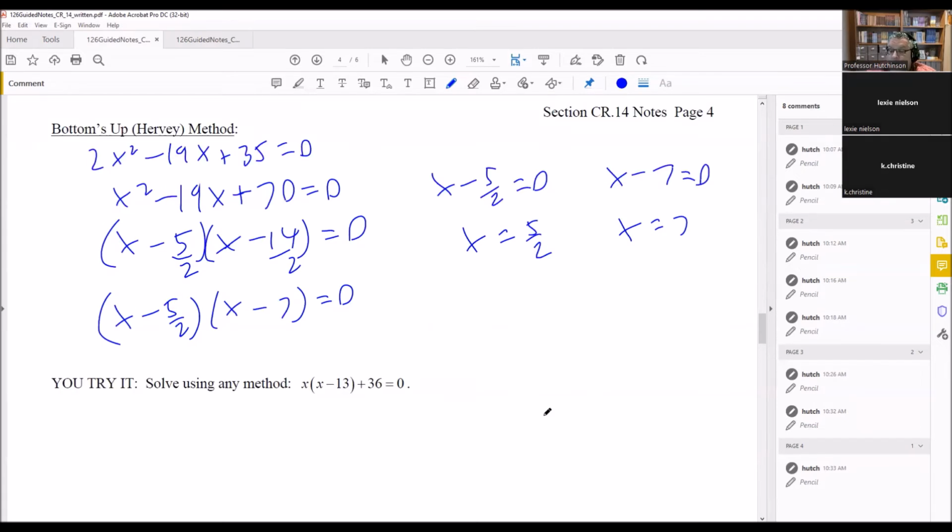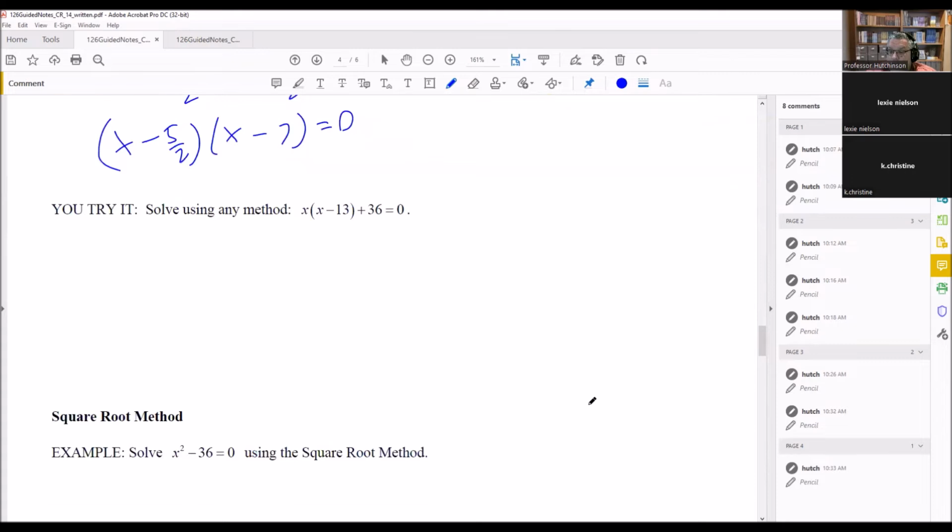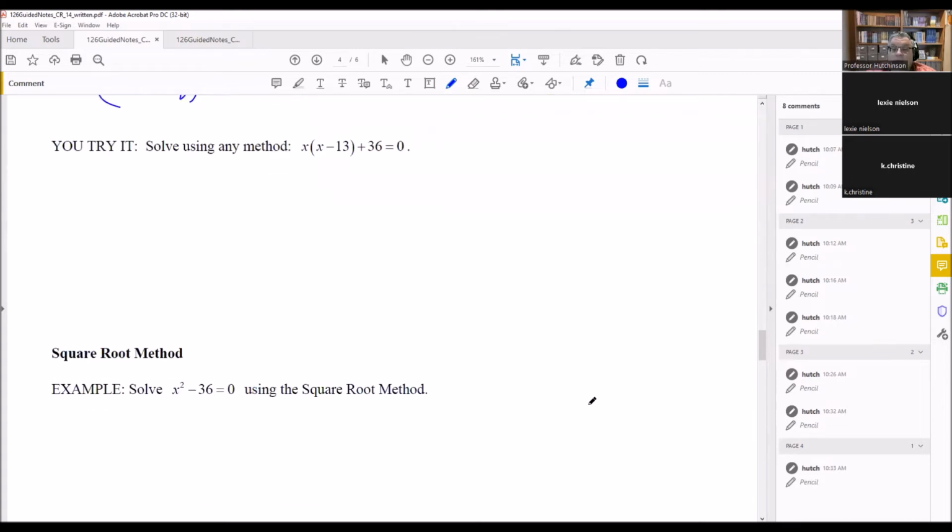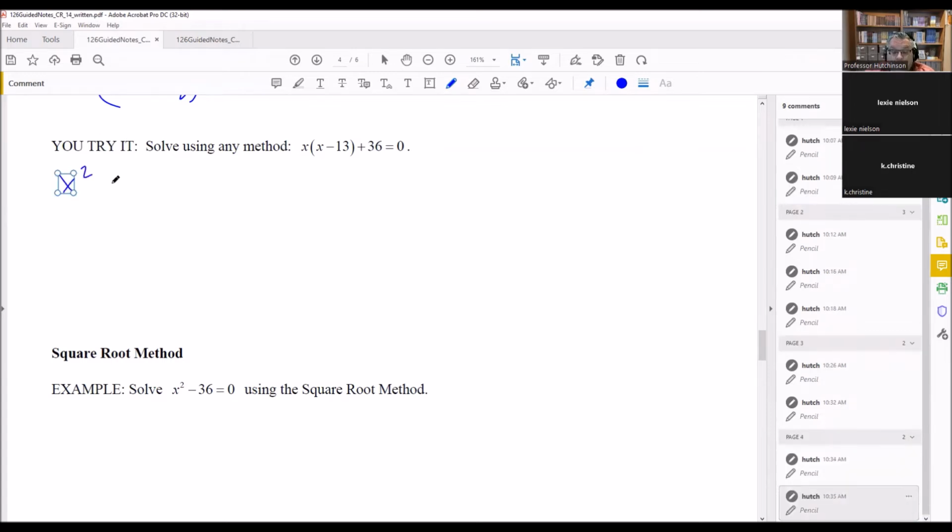All right. We're going to do this one, and this one you can do by any method. So it doesn't matter which one of those to do. I'll do this one by the grouping method. But remember, first, if you're going to do that, you have to get it into the proper form first. So x squared minus 13x plus 36 equals 0. So multiply that out.